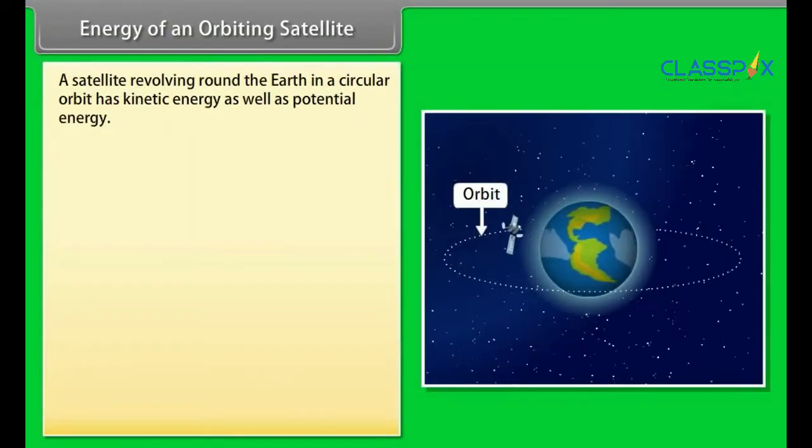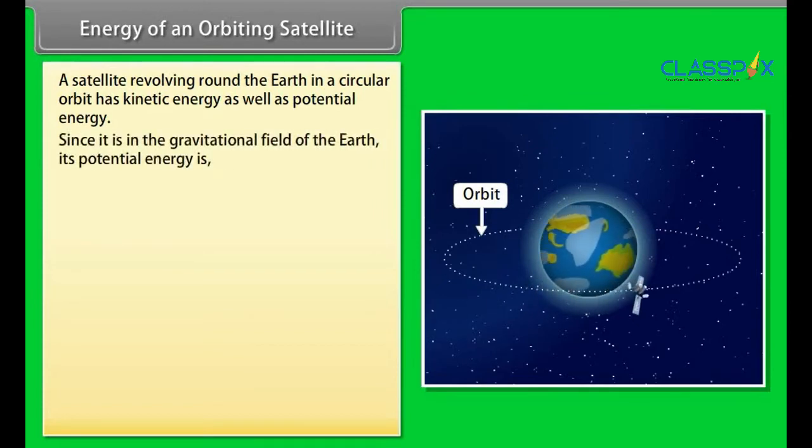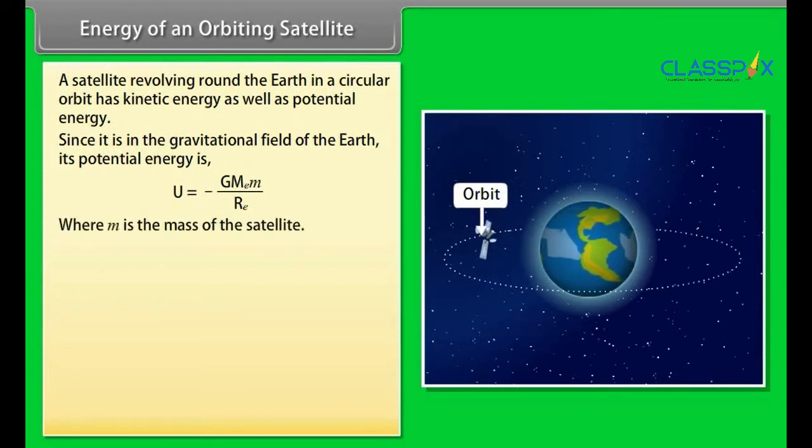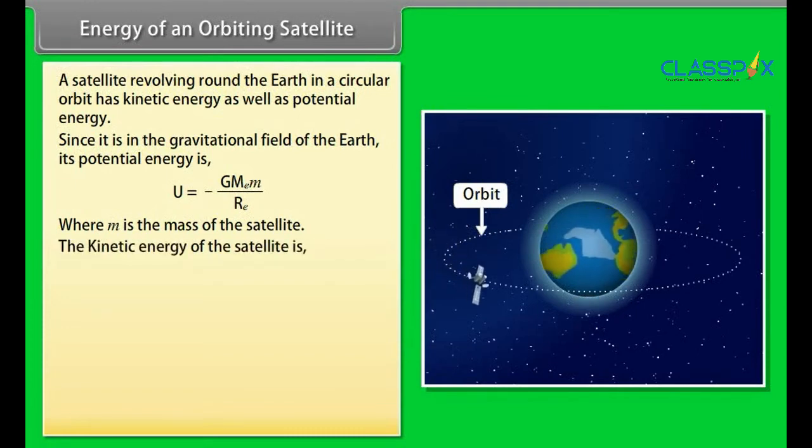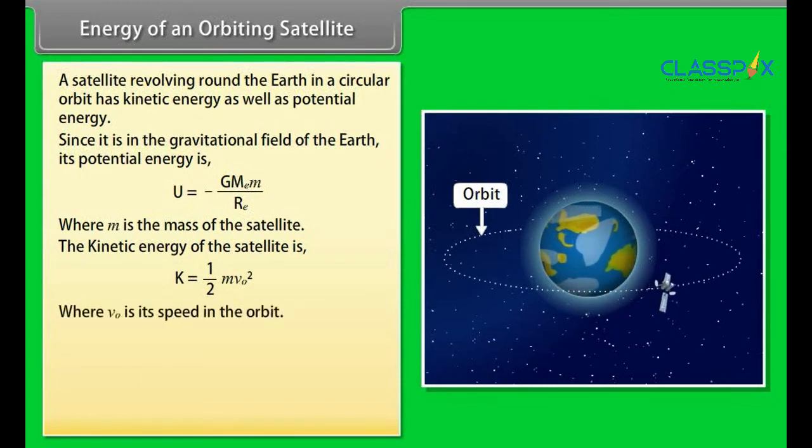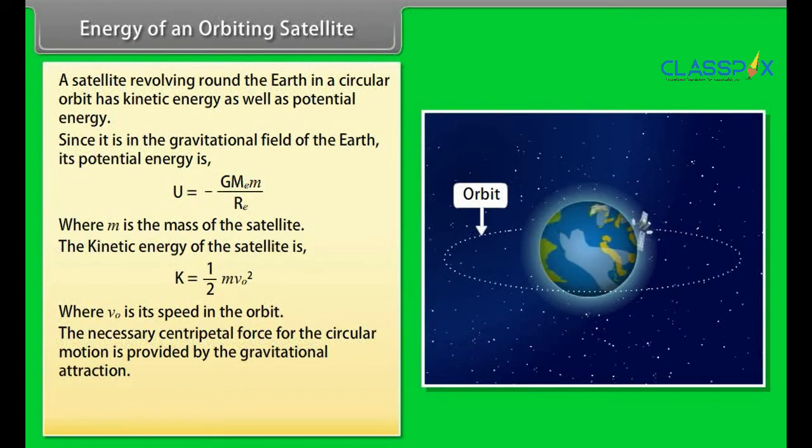Energy of an orbiting satellite. A satellite revolving round the Earth in a circular orbit has kinetic energy as well as potential energy. Since it is in the gravitational field of the Earth, its potential energy is U = -GM_E m / R_E, where m is the mass of the satellite. The kinetic energy of the satellite is K = 1/2 m v₀², where v₀ is its speed in the orbit. The necessary centripetal force for the circular motion is provided by the gravitational attraction.